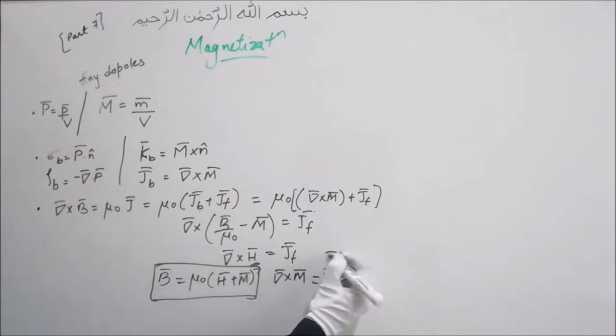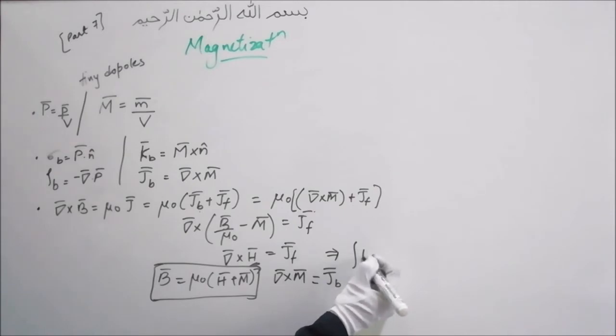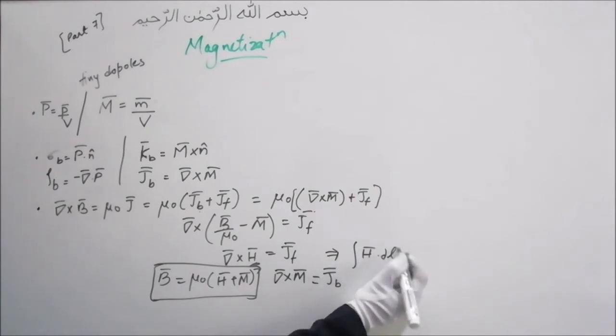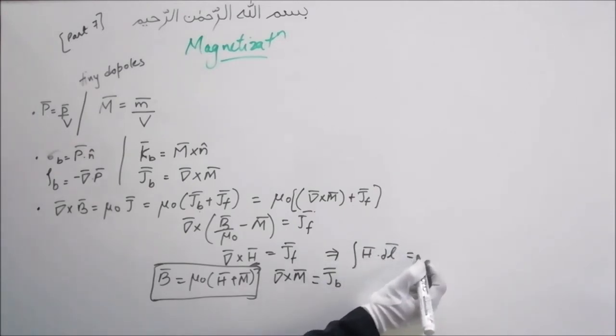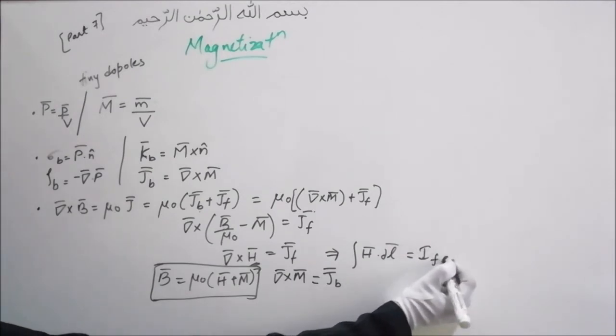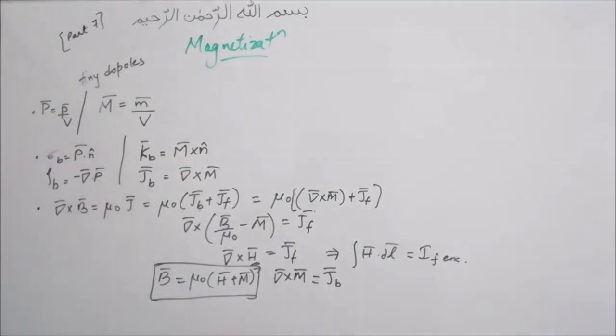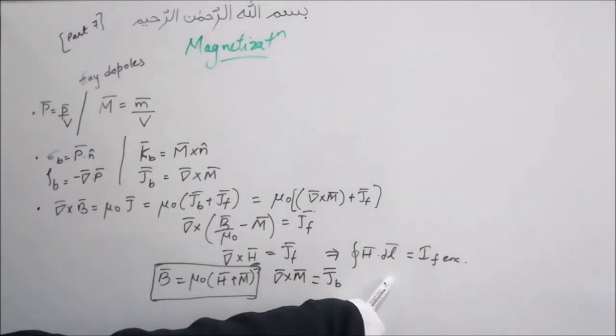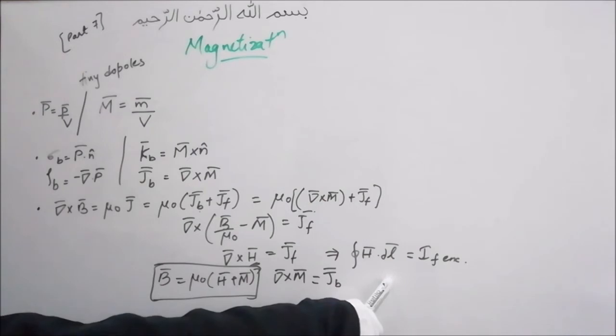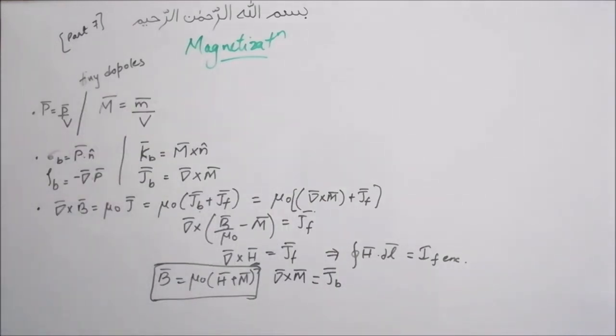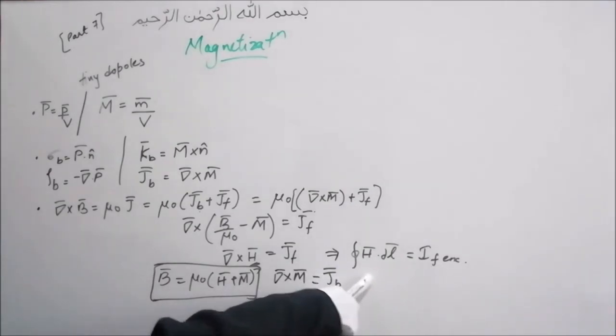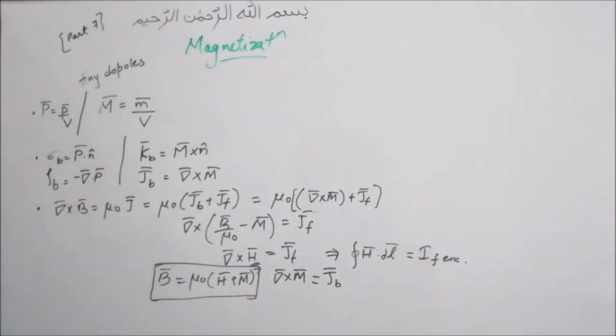The integral form here will be the integral of H bar dot dl bar is equal to I free enclosed. You can use this equation in problems where you have cylindrical, plane or toroidal symmetry. At that time you can use this equation to get the value of H.